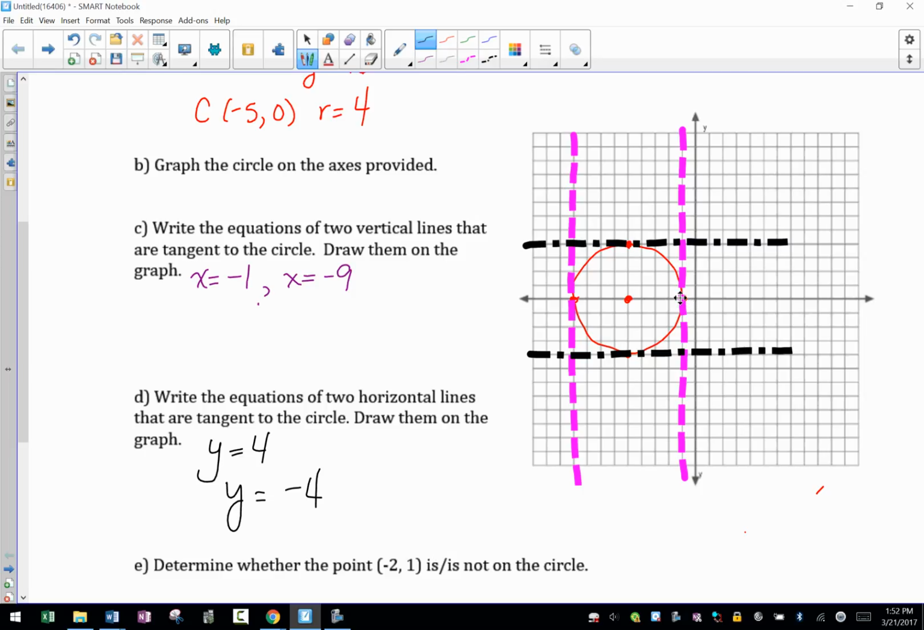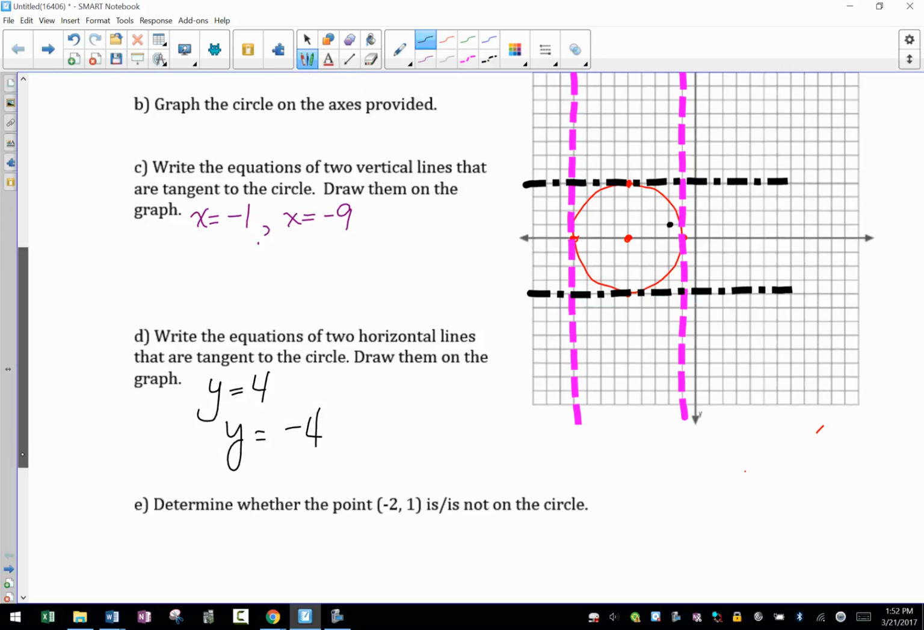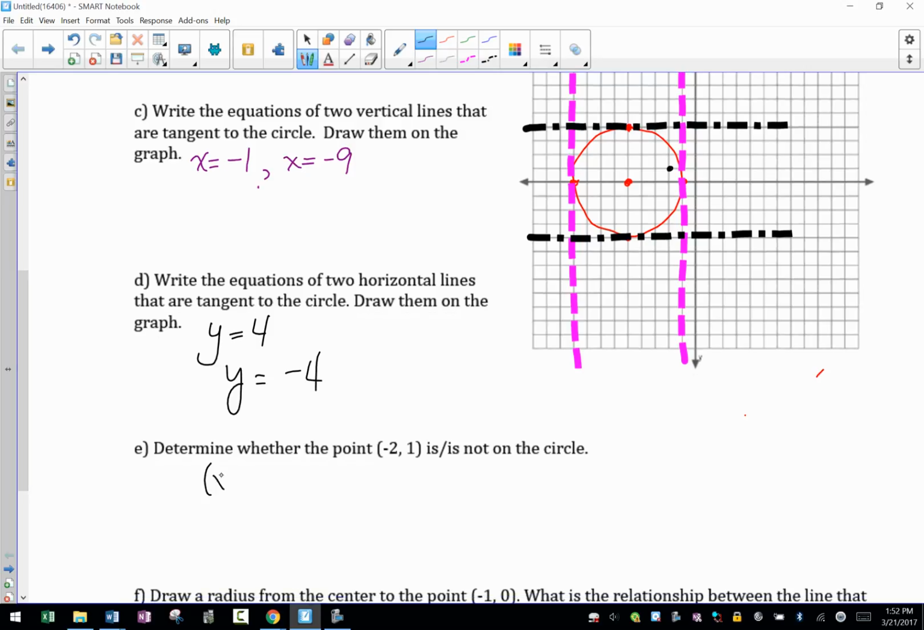Determine whether negative 2, 1 is or is not on the circle. Okay, so negative 2, 1 doesn't really look like it's on the circle, but I want to make sure I know for sure. So if I want to know if something's on the circle, I plug it into the equation. This equation was x plus 5 squared plus y squared equals 16. So I'm going to plug negative 2 in for x and 1 in for y. 5 minus 2 is 3. So I have 3 squared plus 1 squared. Does that equal 16? No. So it's not on the circle.